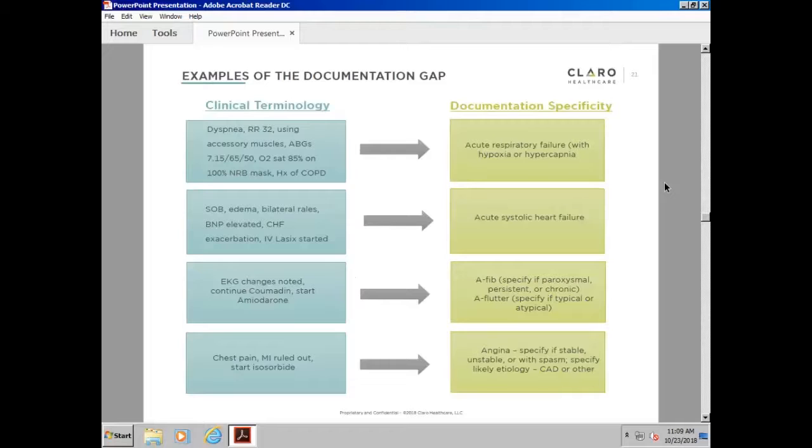And we have some other examples here, the EKG changes. We're going to start some Coumadin. We're going to start amiodarone. Maybe, we need that condition stated of what we're doing and why.